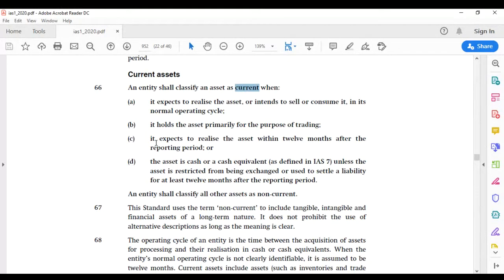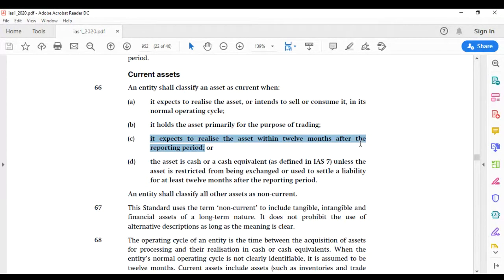Let's start with the easiest one. The easiest one is actually number C. They say an asset shall be classified as a current asset when it is expected to be realized within 12 months after the reporting period. So any asset that you, as an accountant or as a company, believe is going to be sold, that is what realized means, going to be disposed of or sold within 12 months after the reporting date. In other words, within a year after the financial year that you are reporting on now, then it will be seen as a current asset.